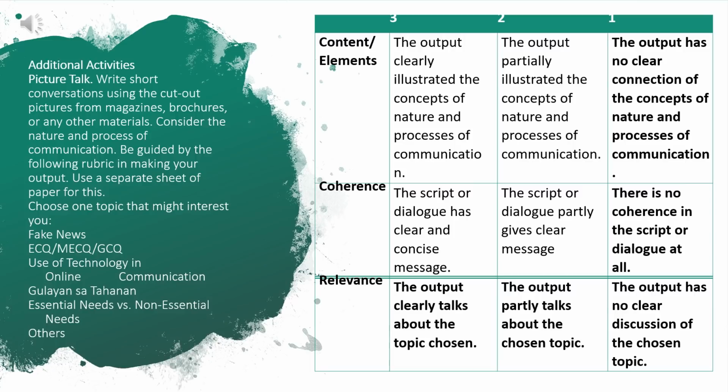Be guided by the following rubric in making your output. Use a separate sheet of paper for this. Choose one topic that might interest you: fake news, ECQ, MECQ, GCQ, use of technology and online communication, gulayan sa tahanan, essential needs versus non-essential needs, and others. For the rubric, we have there the content slash elements, coherence, relevance, and of course, you have there the pointing system 3, 2, 1. Okay? Enjoy doing it in your Google Forms.